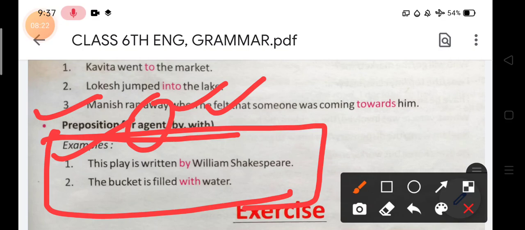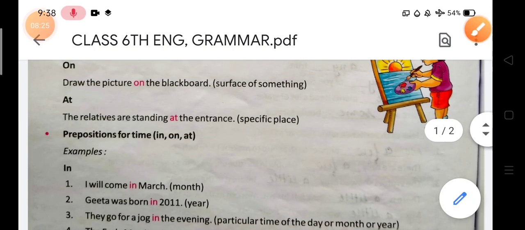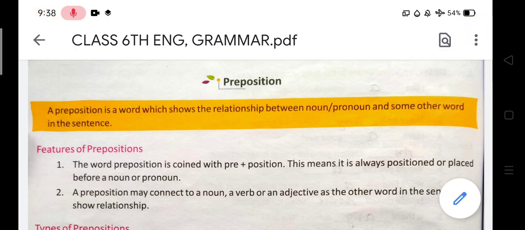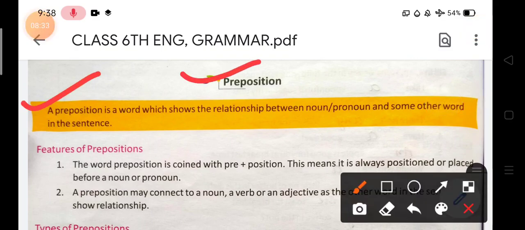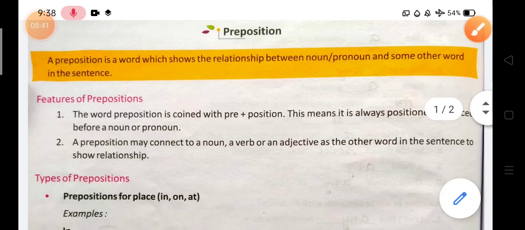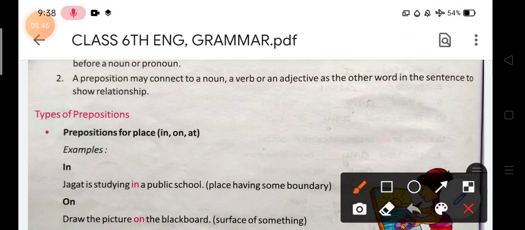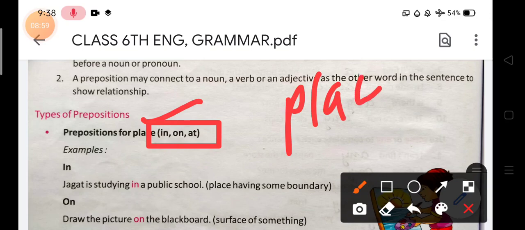This is a very small chapter. As you can see, only 2 pages are given over here. All these things you will learn properly, because you will understand what a preposition is, what the definition of a preposition is, and what the features of a preposition are. You will keep it in mind forever. After that, when we proceed, you will see how the same prepositions are used for places. Assume that in, at, on are very important prepositions. Why? Because these are the same prepositions used for showing the place.